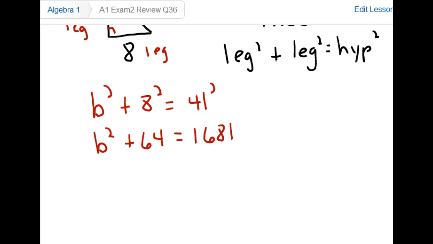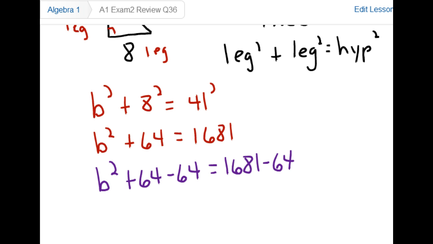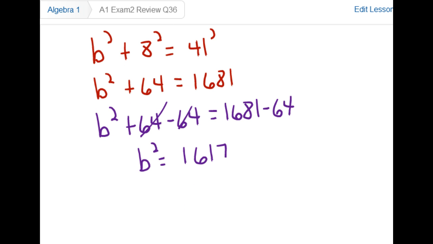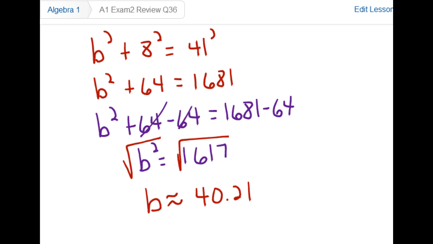1,681. Now I'm solving for b. So b squared plus 64 minus 64 equals 1,681 minus 64. b squared equals 1,617. Now I'll take the square root of both sides, and I get b is approximately equal to 40.21. And that is our answer.